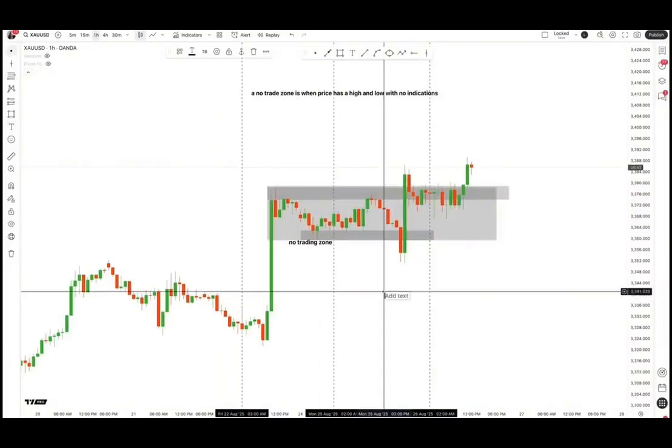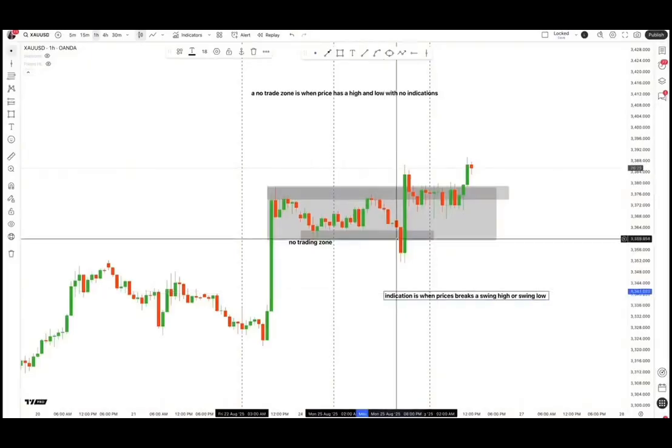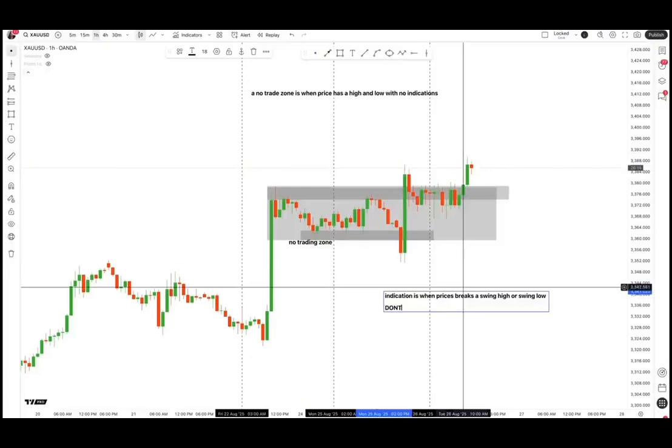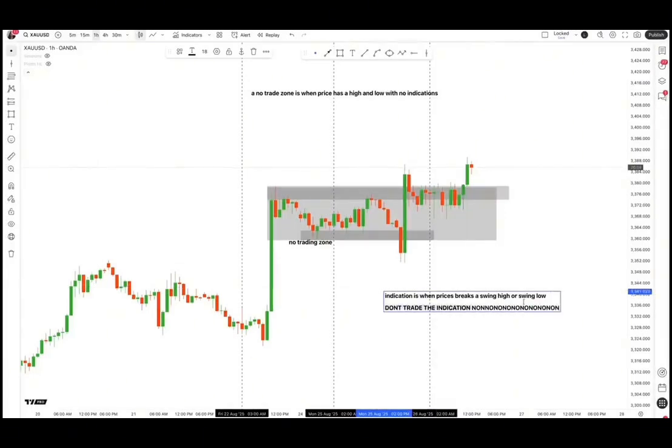What is an indication? An indication is when price breaks a swing high or swing low. So an indication is not something we trade. Don't trade the indication. No. Don't trade it. It's a breakout. So boom, don't trade the indication.